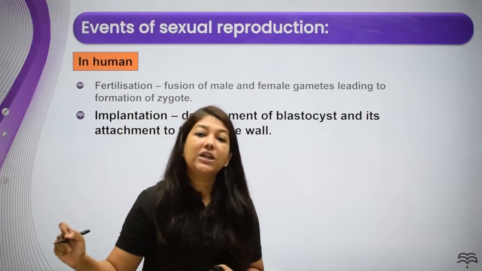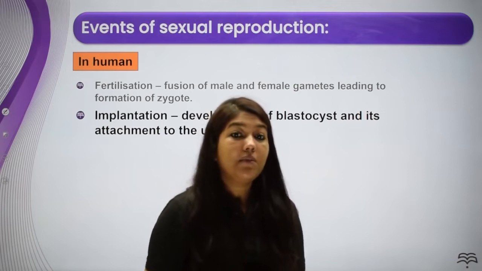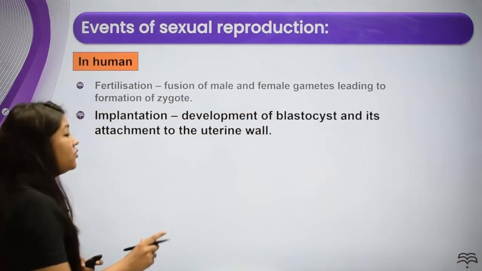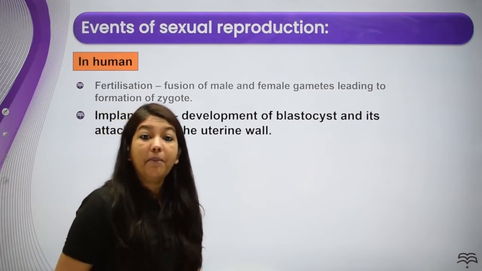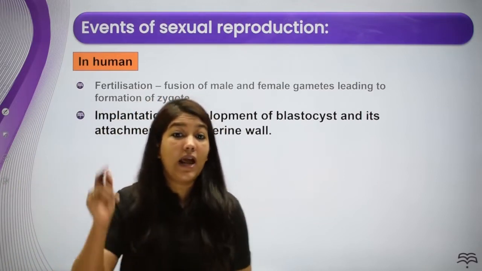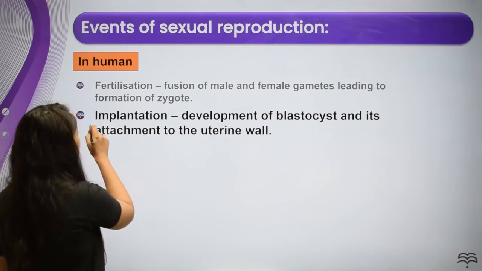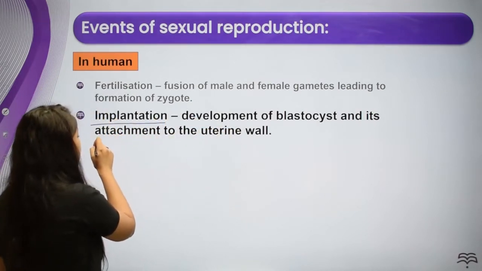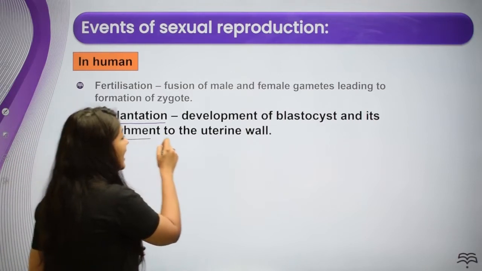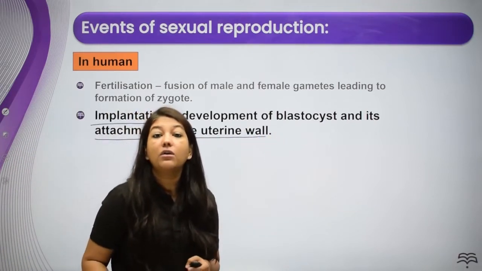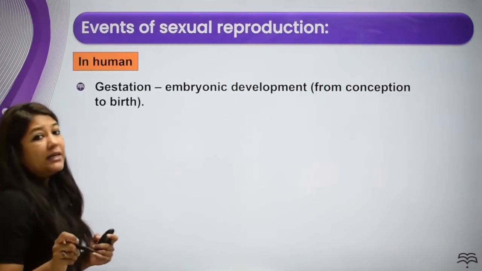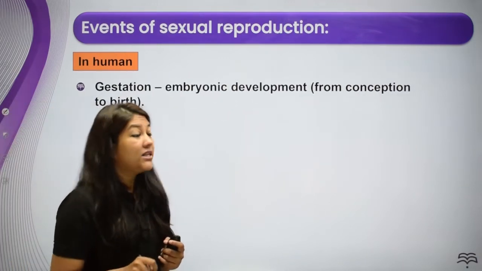फिर वो एक स्टेज पे रीच करेगा जिसको हम बोलेंगे blastocyst, and that blastocyst is going to attach, is going to embed in the uterine wall, and this process is called implantation. Development of blastocyst and its attachment to the uterine wall. This is implantation. Successful implantation हो चुका है, pregnancy has been established.